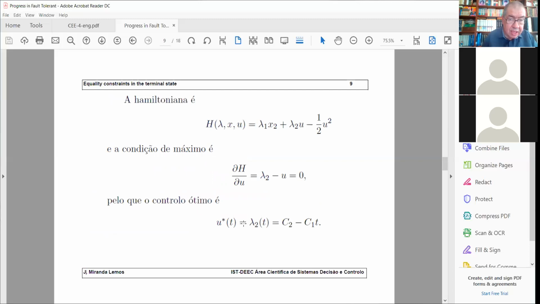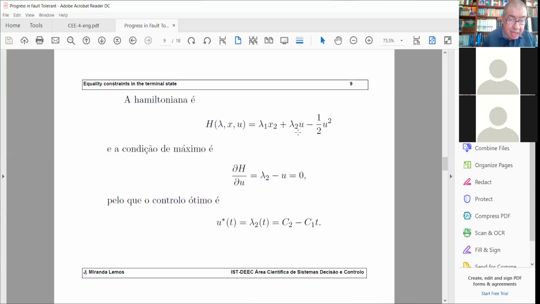Let's look now at the optimal control. So I write the Hamiltonian, lambda transposed f plus L. So remember that it's lambda 1 f1, which is x2, plus lambda 2 f2, which is u. And L is minus 1/2 of u squared. So this is just a definition of the Hamiltonian. And as you can see, this is a concave function. It's a parabola turned upside down.